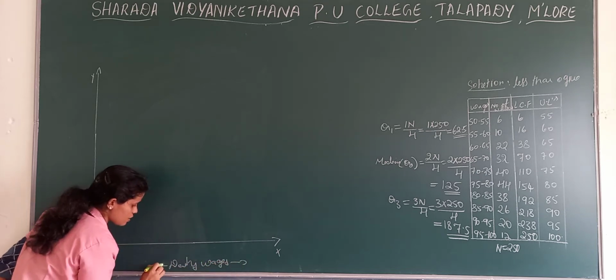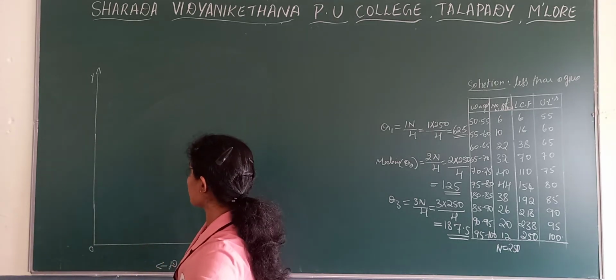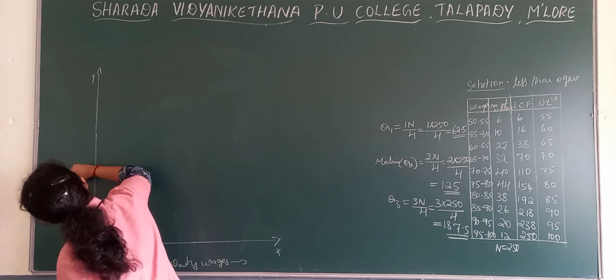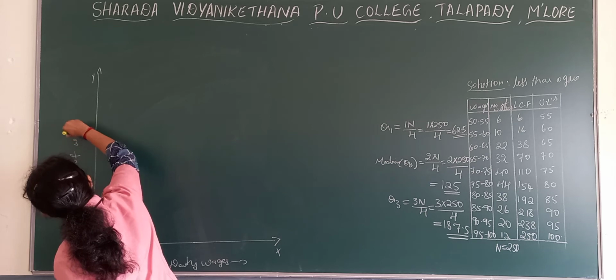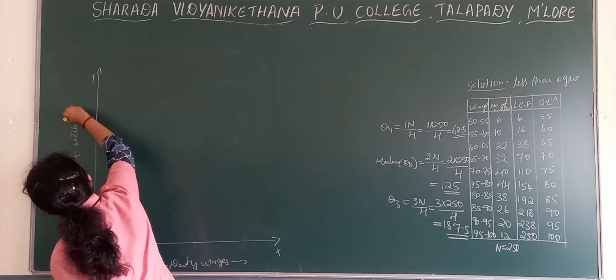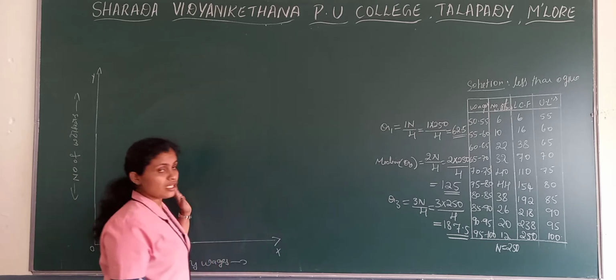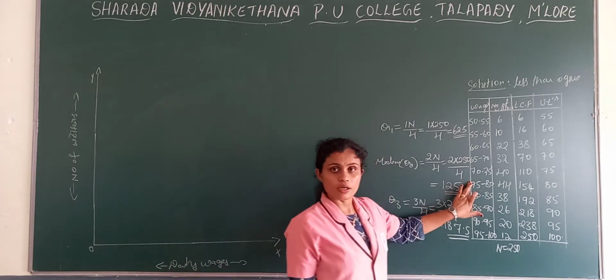This side. And here we need to take number of workers. This side we need to take number of workers. Now, see the class intervals or wages.